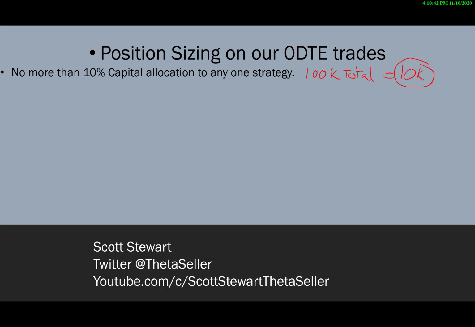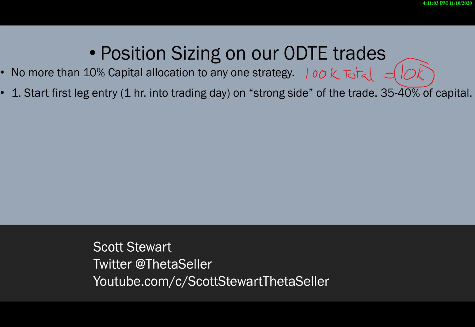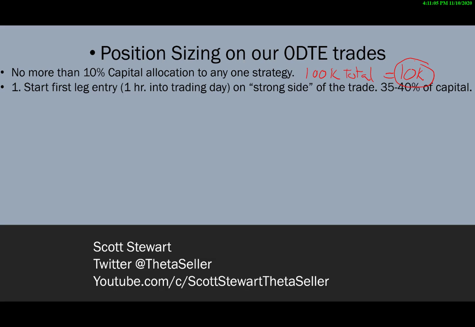We've looked at our overall capital. We've said that we're willing to commit $10,000 of that capital to the zero day to expiration trading strategy. How would we go about dipping our toe into the water? Or in other words, how would we go about sliding that $10,000 slowly over time into an overall position? Well, step one is we want to start looking at entering our first leg.